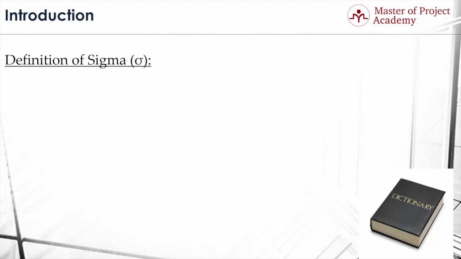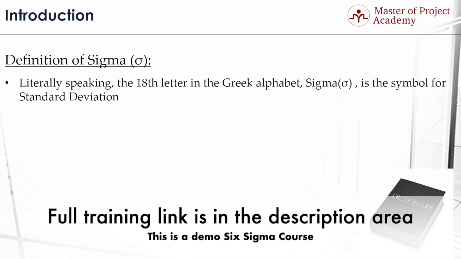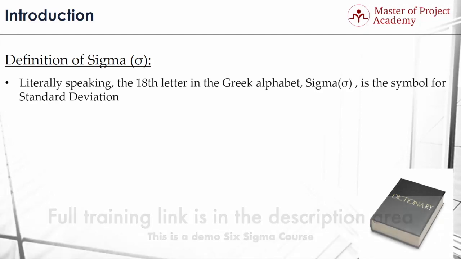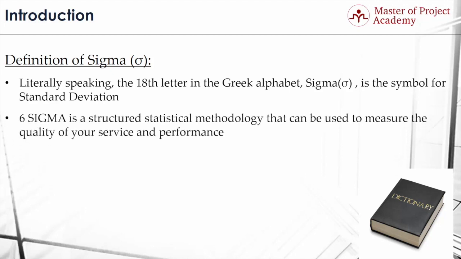Definition of Sigma. Literally speaking, the 18th letter in the Greek alphabet, sigma, is the symbol for standard deviation. The standard deviation is a measure of how spread out numbers are. In other words, it is one of the measures of dispersion, or you can call it variation. Six Sigma is a structured methodology to measure the quality of your service and performance.